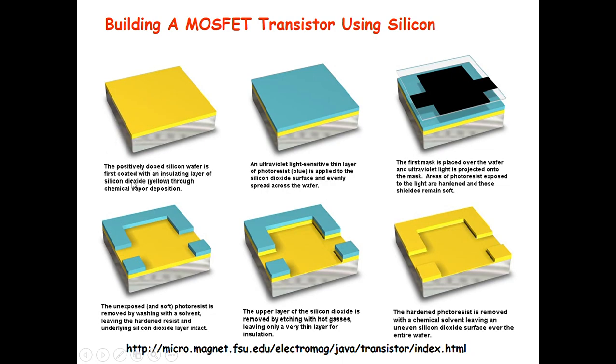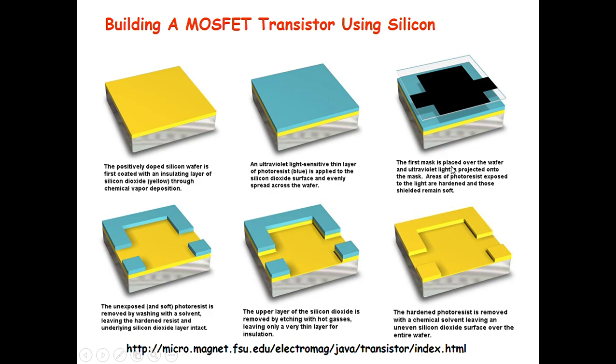A positively doped silicon wafer is first coated with an insulating layer of silicon dioxide. In that yellow color you can see. This is done through chemical vapor deposition. An ultraviolet light sensitive thin layer of photoresist, in blue color, is applied to the silicon dioxide surface and evenly spread across the wafer. Here you can see this mechanism.